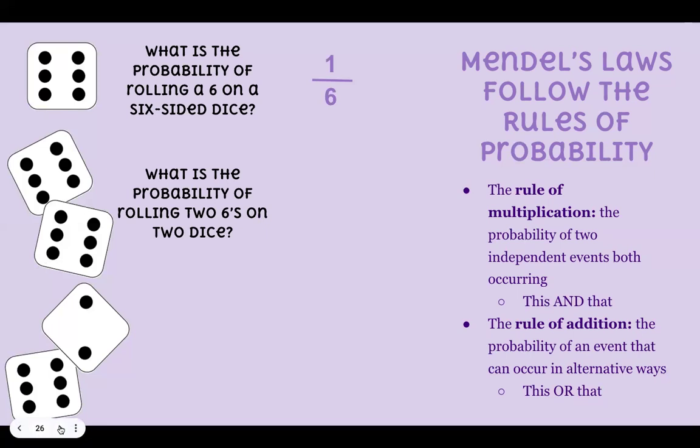Okay, easy. But now if we want the probability of rolling two 6s, so now I want to roll the dice and get a 6, and then I want to roll the dice a second time and also get a 6. I want two 6s. What would the probability of that be? Try to work this math out real quick.